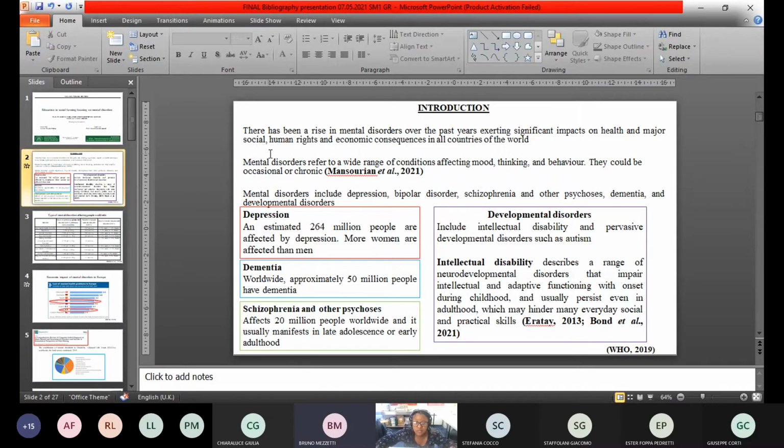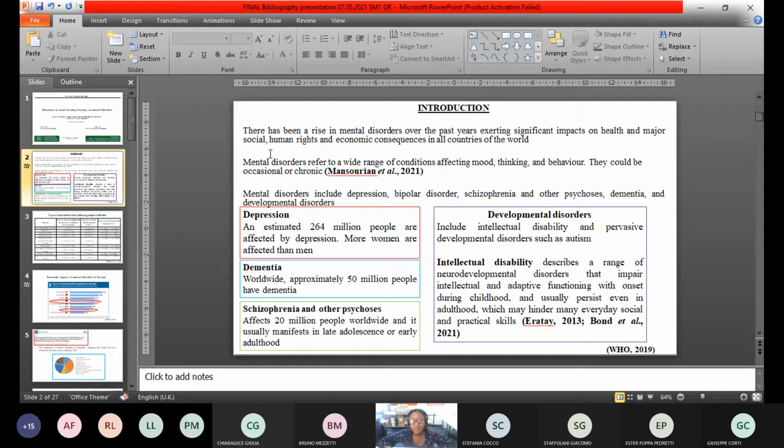There has been a rise in the number of mental disorders over the past years, which seems to have significant impacts on health, major social issues, human rights, and the economy. Mental disorders can be referred to as a wide range of conditions that affect mood, thinking, and behavior, and they can either present as occasional or chronic. Such disorders include depression, bipolar disorder, schizophrenia and other psychoses, as well as dementia and other developmental disorders.